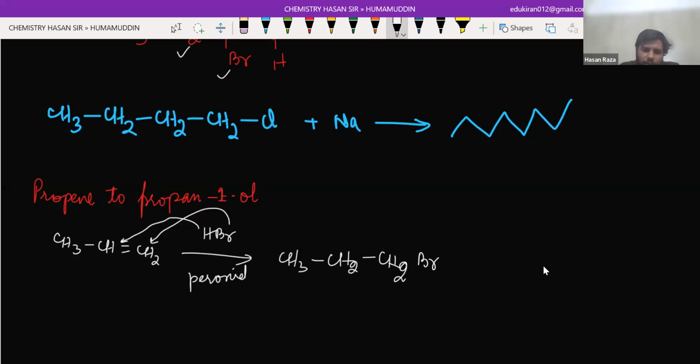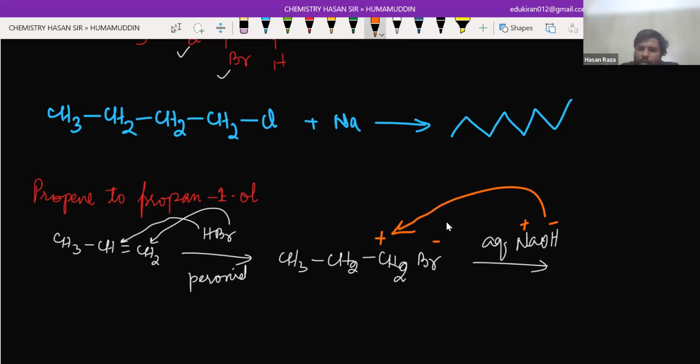After this, what you are going to do is aqueous KOH, nucleophilic substitution. So you know that this will have negative, this will have positive, this will have negative, this will have positive. So this will be directly attached with this, and you will be getting CH3CH2CH2OH. Is that clear? Plus NaBr will be there.